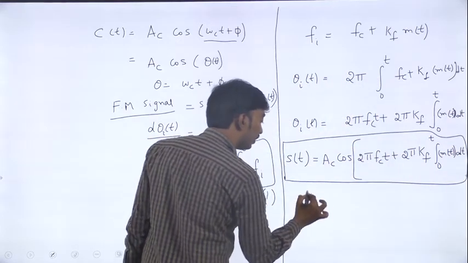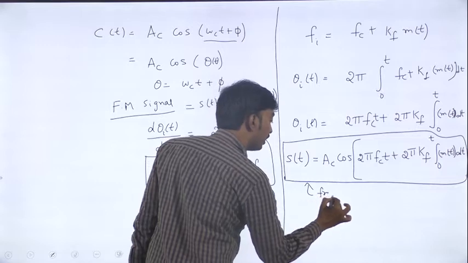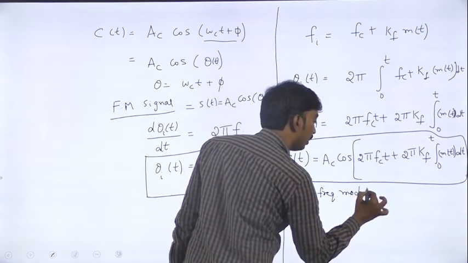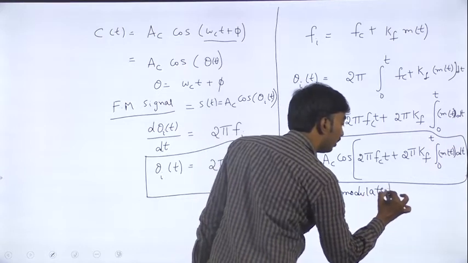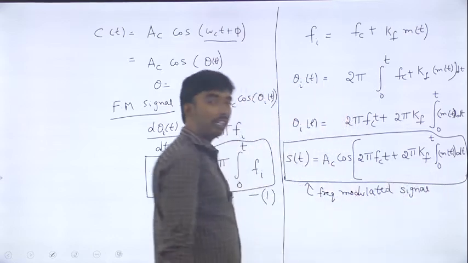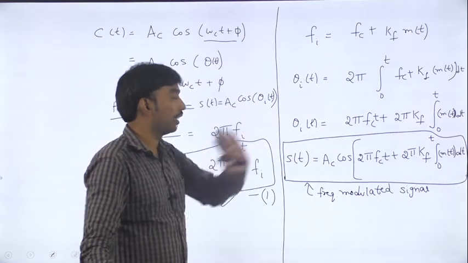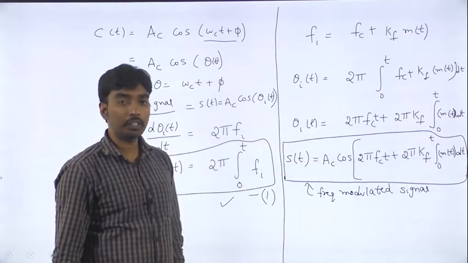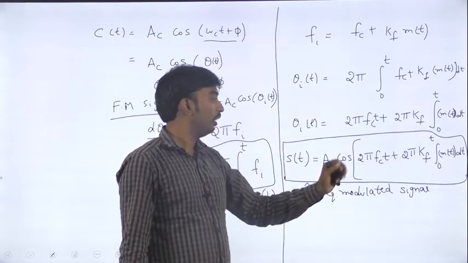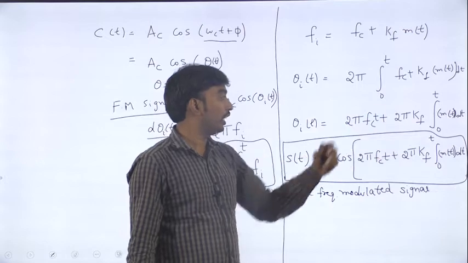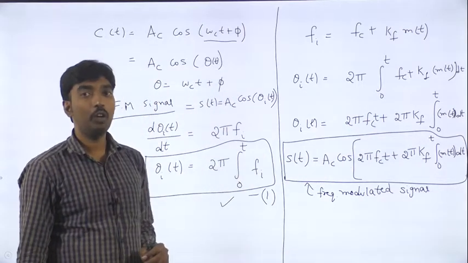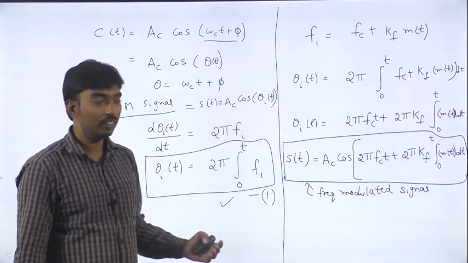I can call it as frequency modulated signal, and simply the mathematical expression for FM signal. What is the mathematical expression for FM signal? S of t is equal to AC cos 2 pi fct plus 2 pi kf into integral 0 to t m of t dt. How do I get that signal?